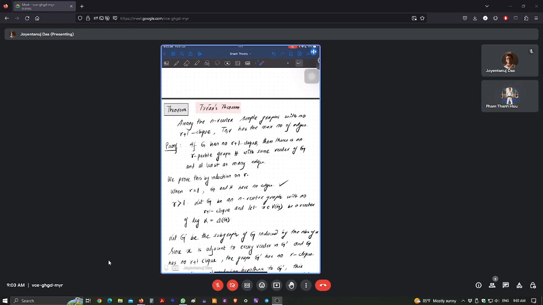So we use induction on r. If r equals 1, then we are done, since G and H have no edges because r is 1. And if r is greater than 1, we consider a vertex X that has the maximum degree.